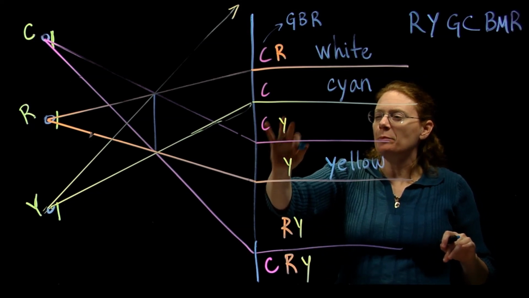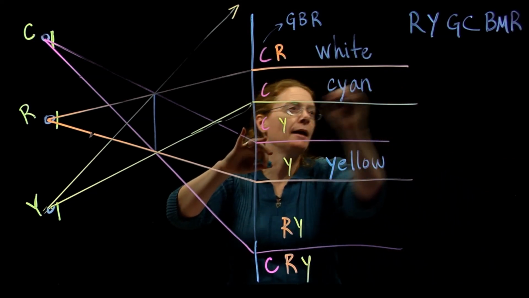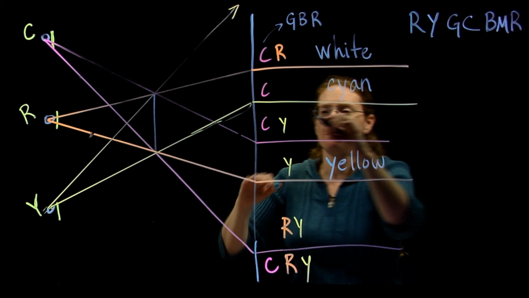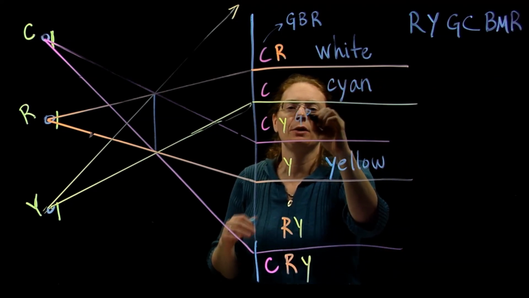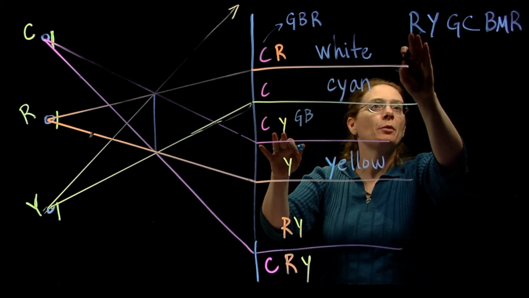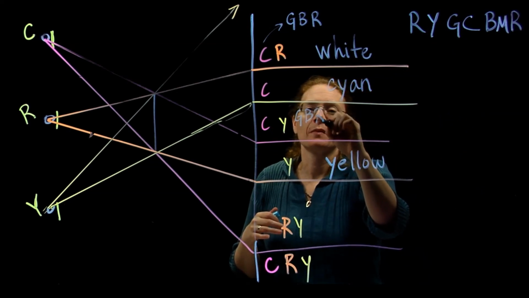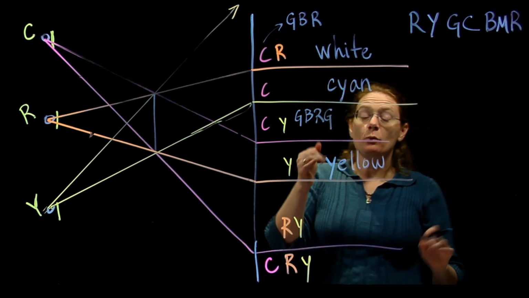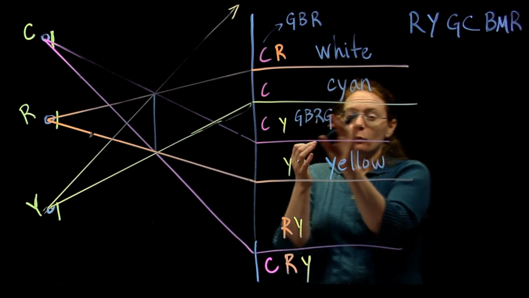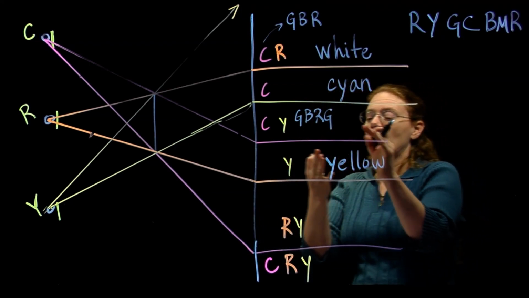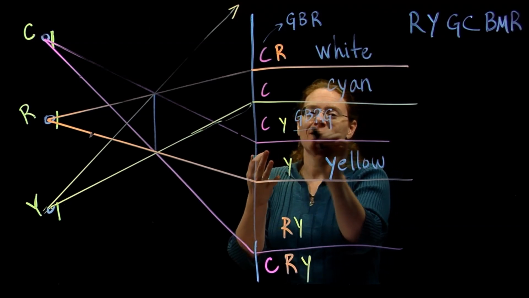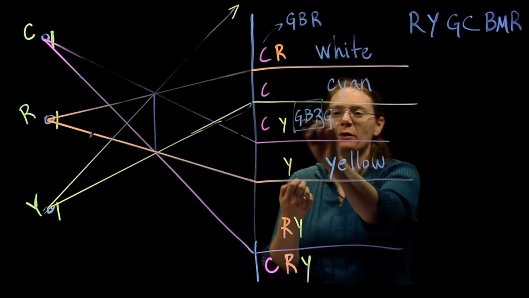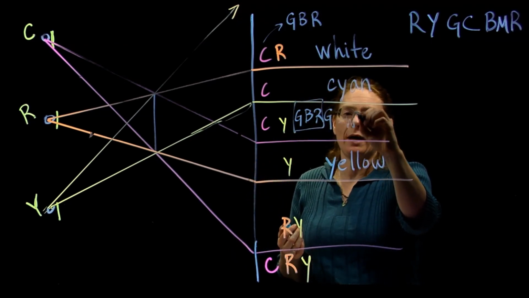Here I've got cyan plus yellow. All right, cyan is green and blue, so I've got green and I've got blue. Yellow is made up of red and green. Here's red and green. Okay, so what is this going to add up to? Do I have a white light here? Right, white light is red, green, blue. I've got a red, green, blue right there. So here is a red, green, blue, which is white.